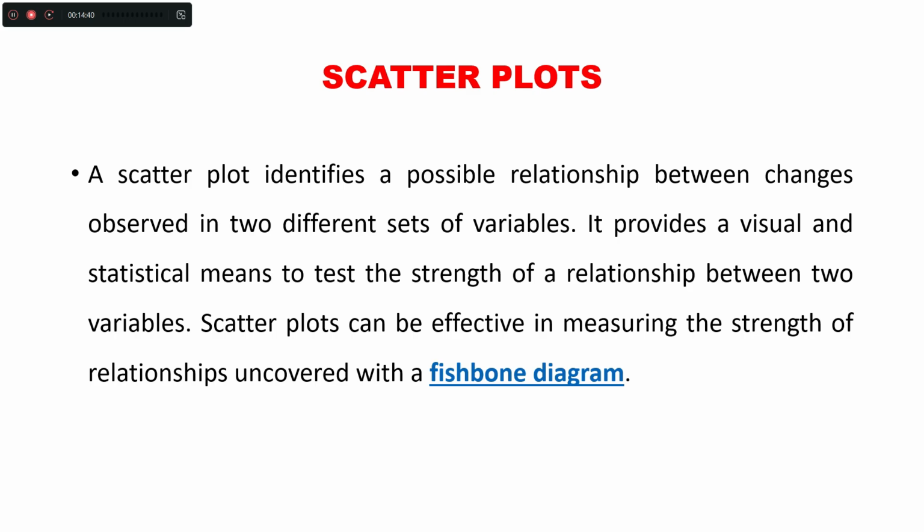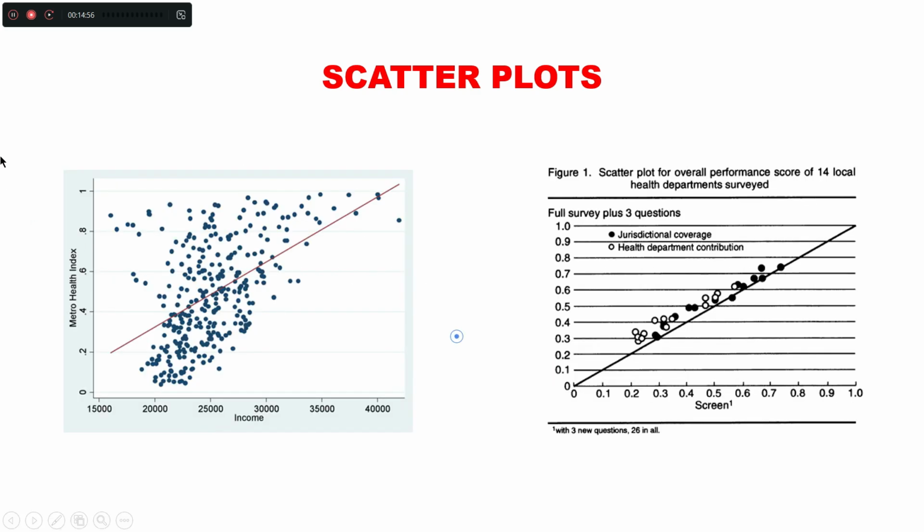So by seeing a scatter plot, we can identify whether the relationship is on the positive side or on the negative side. We can find out the strength of the relationship, how closely the two variables are associated. You can see the diagram. In the second diagram, you can see two different types of dots which are very closely present. That means the relationship is very close.